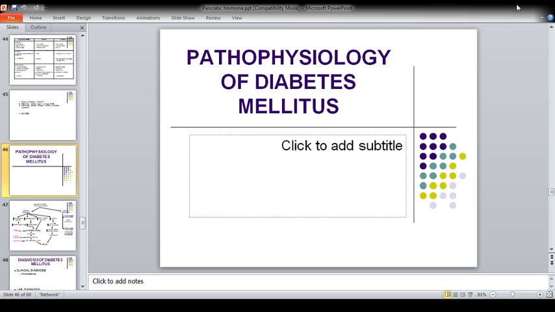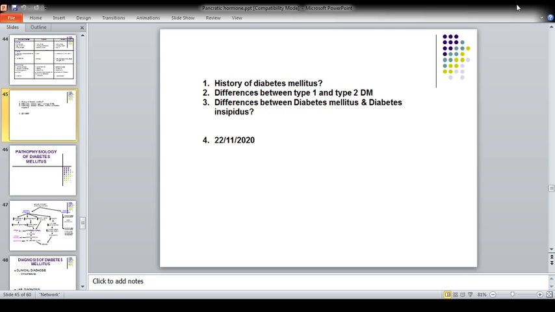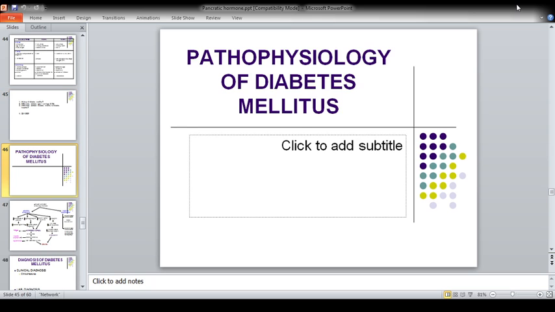Yesterday I gave you a task, so please make sure that you complete it. Complete this assignment and submit it to me by Monday. You have to write down the history of diabetes mellitus, how diabetes mellitus gets its name, the differences between type 1 and type 2 diabetes, and the differences between diabetes mellitus and diabetes insipidus. You have to submit it by the 22nd of this month.